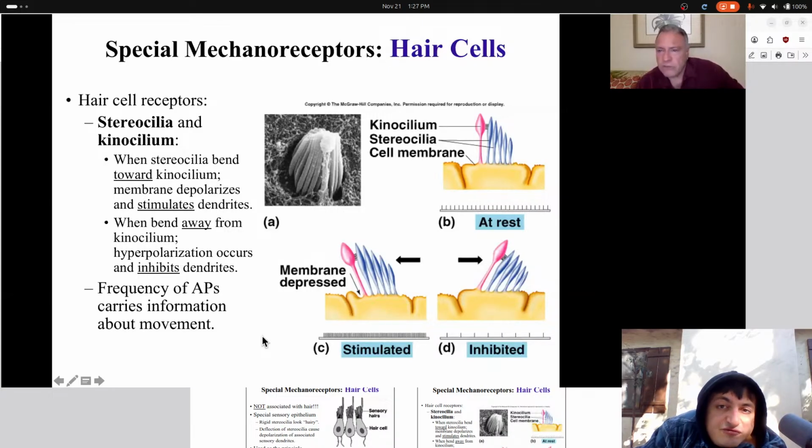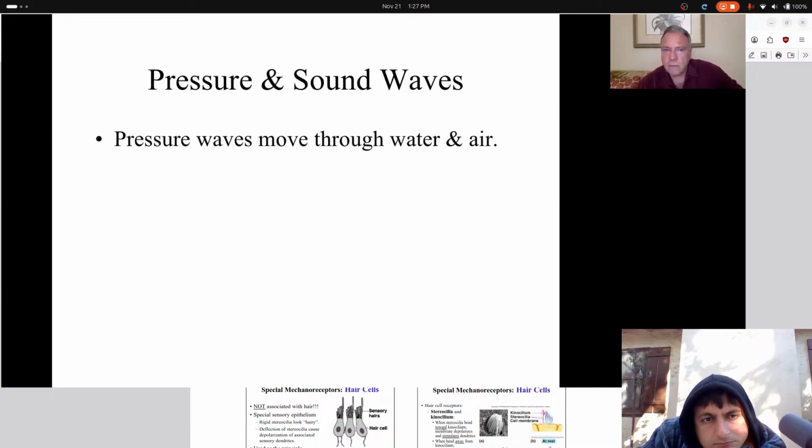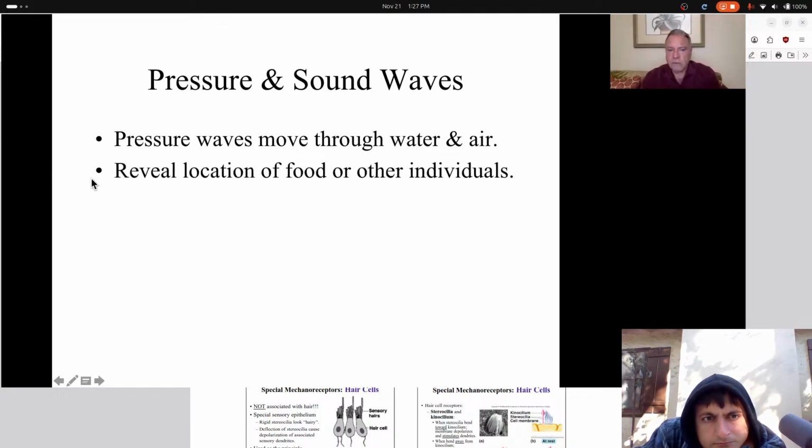Okay, so where do we use them? We say that they're in our head, and they're actually in the inner ear of our head. So one way we use these is to detect vibrations in the air, or if you're living underwater, vibrations in the water. And we call these pressure waves and sound waves. So pressure waves move through the media, right? So that's why there's no sound in outer space, because there's nothing to move. But the water or the air moves with these pressure waves. This pressure travels as waves.